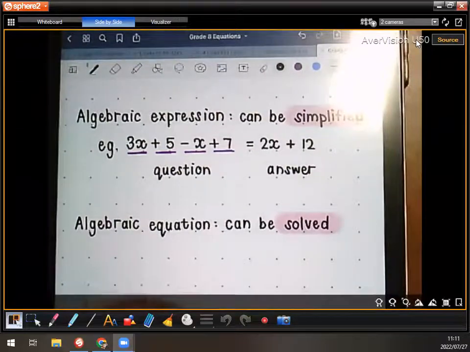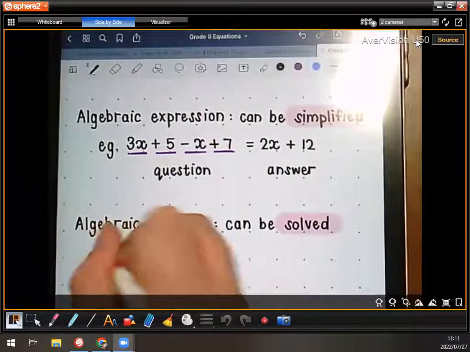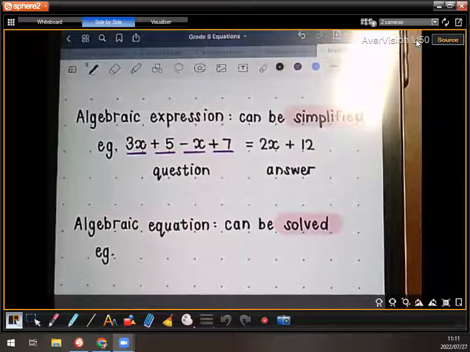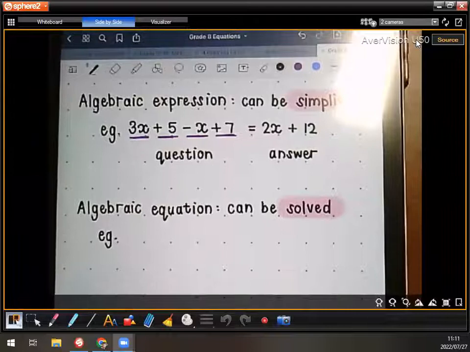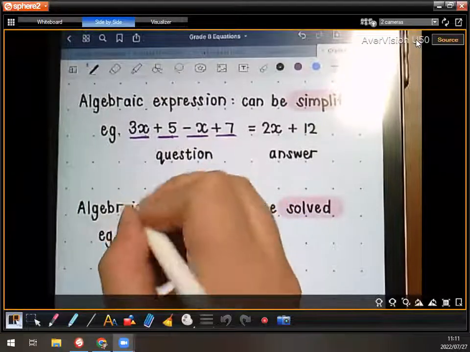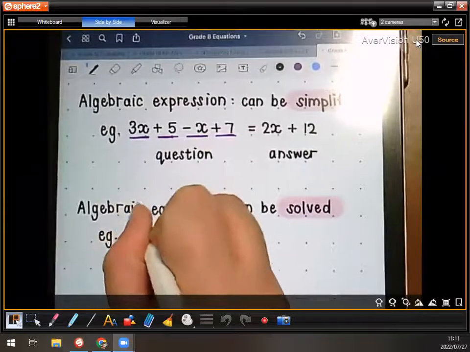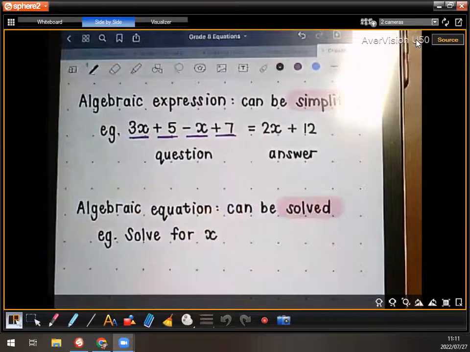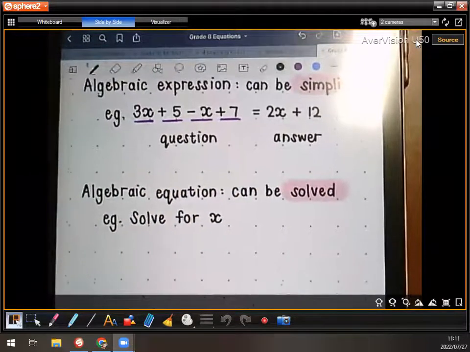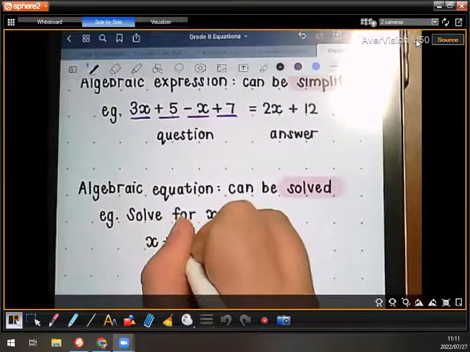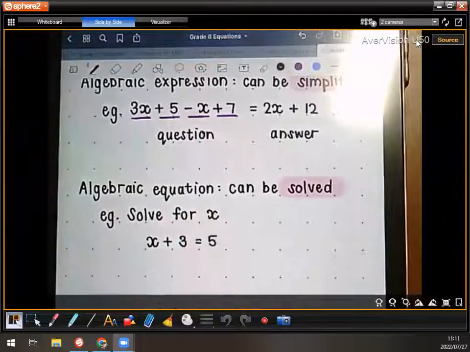Now I'm just going to do X or Y or whatever variable it is. I'm just going to do a very basic equation, guys, that we can solve, figuring out what the answer is by inspection. So I'm going to say here, for example, solve for X. That is the instruction. And the equation that they're giving you is X plus 3 is equal to 5.